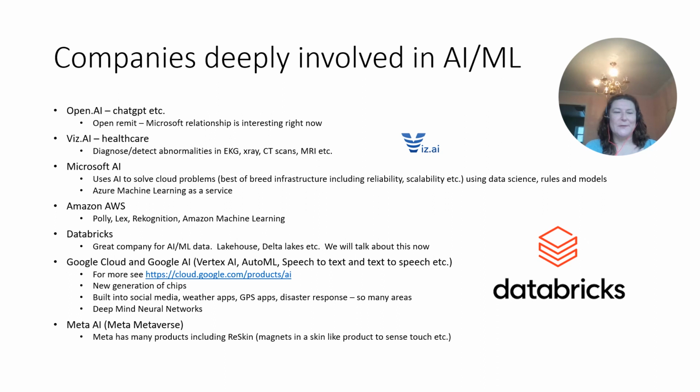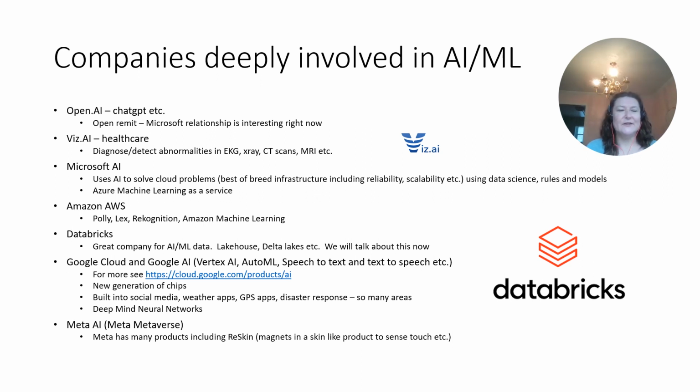AWS, obviously, we talked about Polly and Lex and Rekognition, and Amazon Machine Learning. All three of the clouds are really pushing AI and ML. Databricks you can use on all three clouds. It's basically an AI and ML platform for data. It's been out there for some time. It's pretty mature now. It provides what we call a lakehouse environment with Delta Lakes and so on. We'll talk about that later on in the slides.